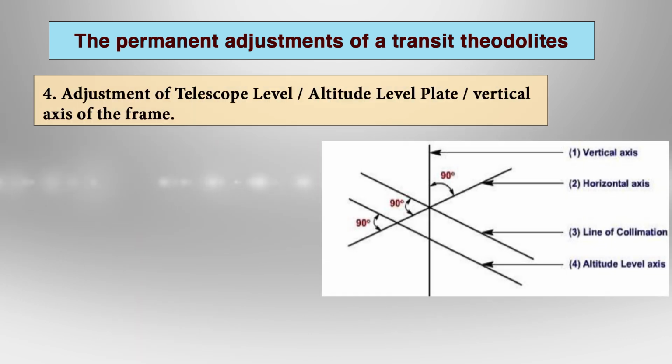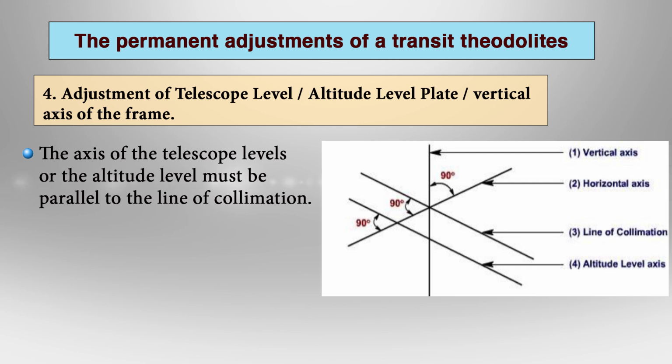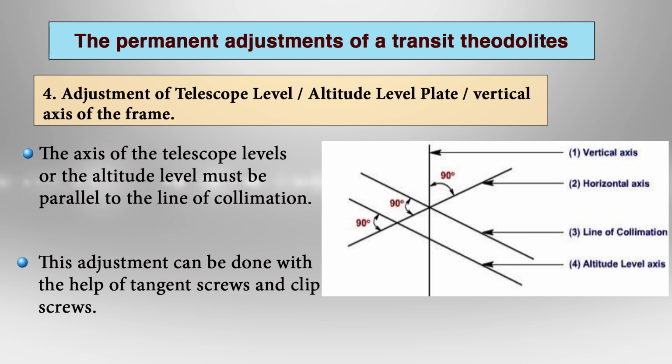Now, the adjustment of telescope level, also called the altitude level plate. The axis of the telescope level or the altitude level must be parallel to the line of sight or line of collimation. Adjustment of altitude level or vertical axis of the frame can be done with the help of tangent screw or clip screws present in the theodolite.